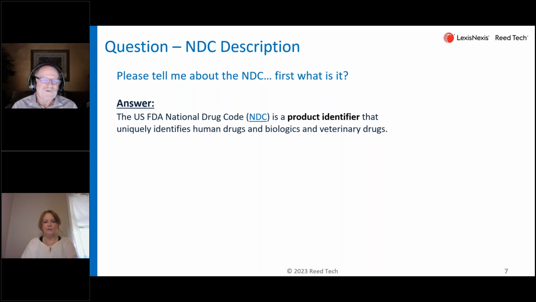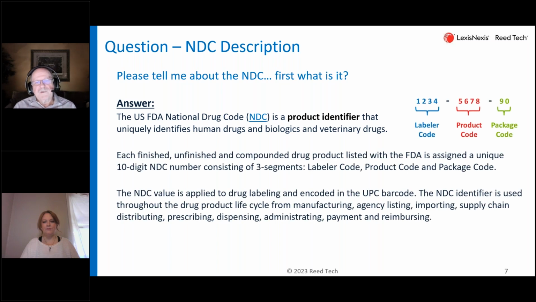It can be used outside of the US as a reference, obviously, but the FDA manages this and kind of watches over it. And the intent is to identify human drugs and biologics and also veterinary drugs. So when we start to get into some of the details on the National Drug Code, we find that it's a 10-digit number. There are 3 segments, and you see in the upper right there, each of those segments are separated by a hyphen. So labeler code, product code, and package code are those three segments in that particular order with the hyphen separation.